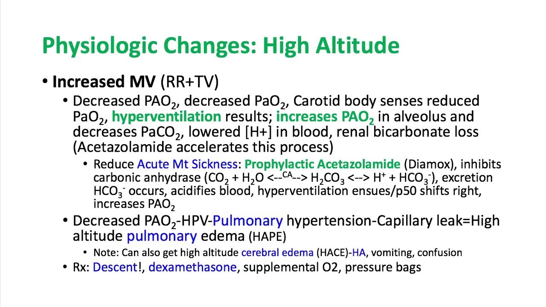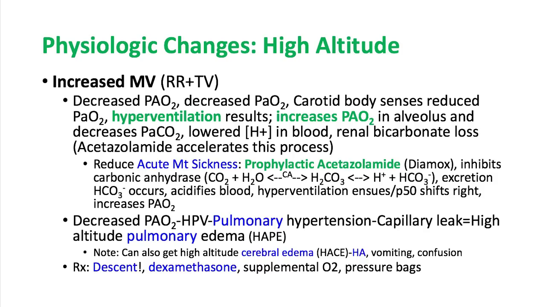You can get capillary leak and get high altitude pulmonary edema, which is called HAPE. There's another thing called HACE, or high altitude cerebral edema, that can occur when a patient can have headaches, vomiting, confusion. So being up at high altitude, we usually will hyperventilate. We can get bad things like pulmonary edema and cerebral edema.